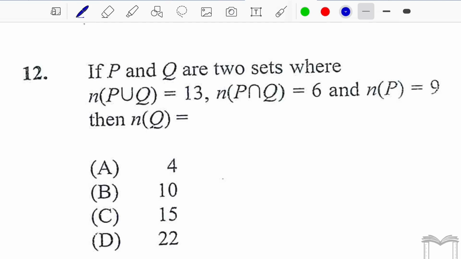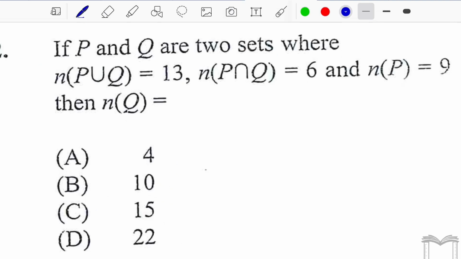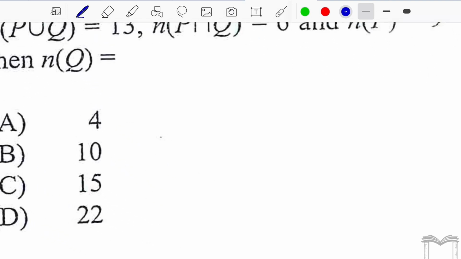Number 12. If P and Q are two sets where N of P union Q, meaning the number of members in P union Q, is equal to 13, and N of P intersect Q is equal to 6, and N of P is equal to 9, then N of Q is equal to. So let's illustrate this in a Venn diagram.